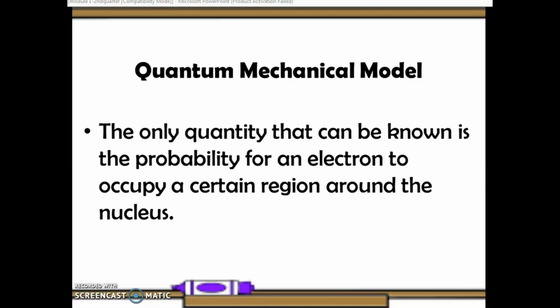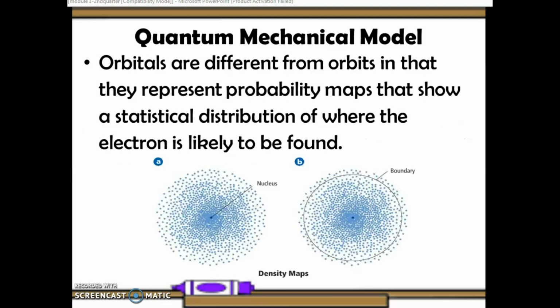The electrons are described as a cloud of negative charge with a geometric shape. These electrons are arranged in principal or main energy levels, also called shells, that consist of one or more sub-levels. Electron configuration is the way in which electrons are arranged in the electron shells of the atom. Electrons always fill the electron shells with lower energy first. Orbitals are different from orbits in that they represent probability maps that show a statistical distribution of where the electron is likely to be found.